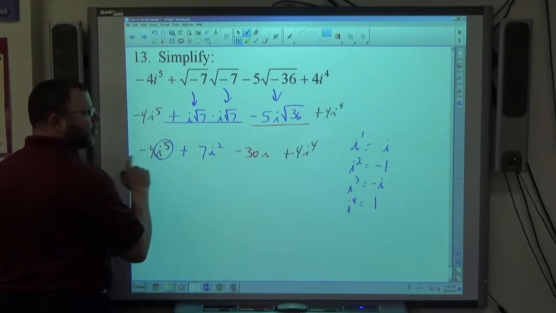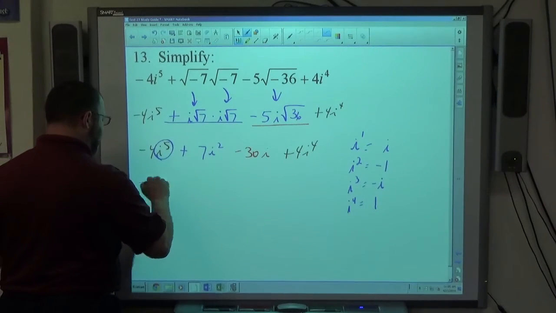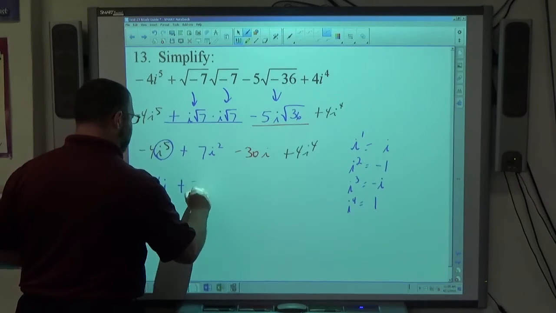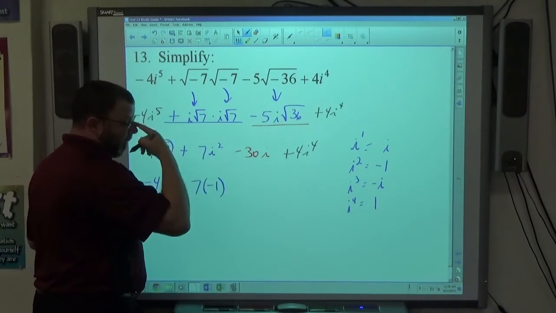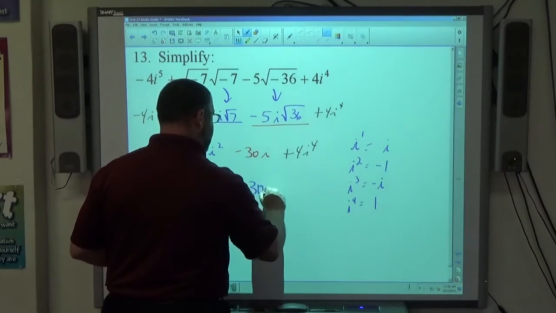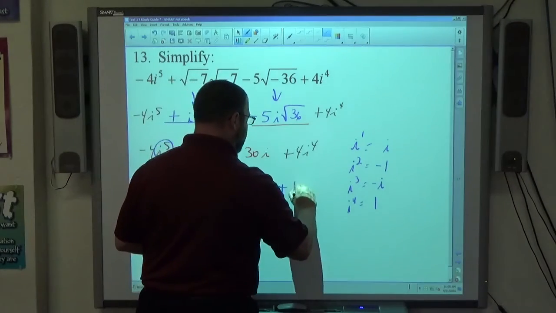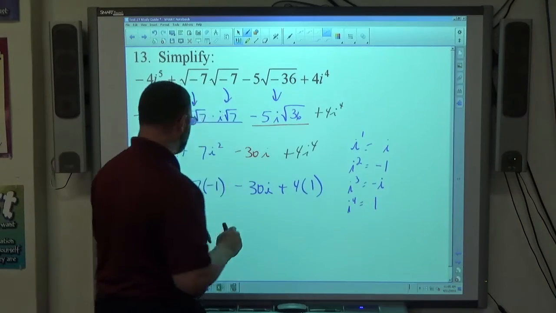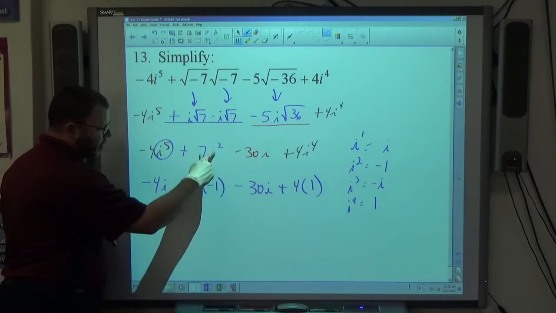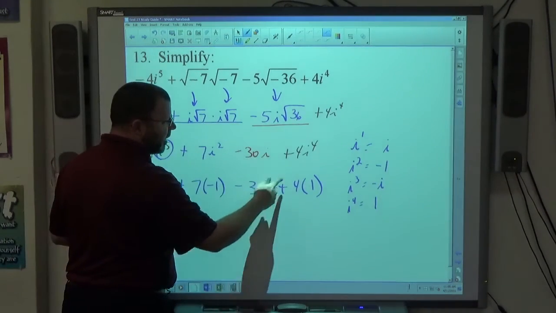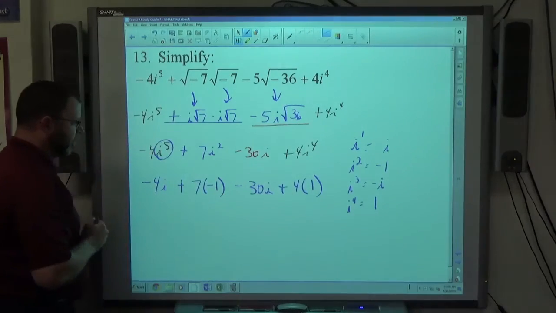So i to the fifth equals i. So negative 4i. i squared is negative 1, plus 7 times negative 1. 30i is 30i. i to the first is fine. Real numbers are fine. 4i to the fourth, i to the fourth is 1. So this became i, this became negative 1, this just stayed i, and this became positive 1.